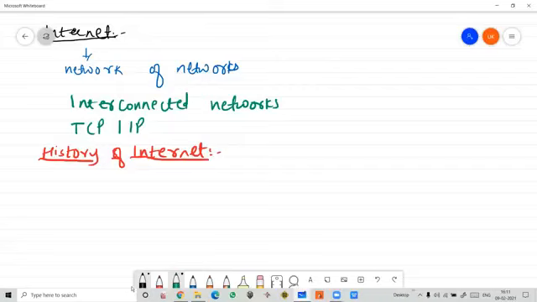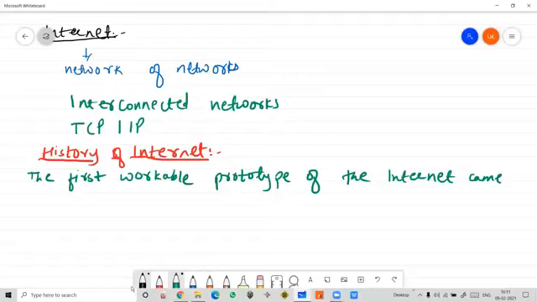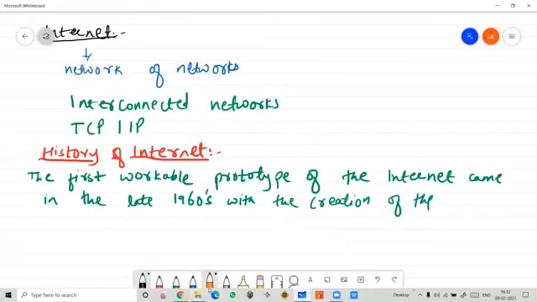Okay, students. So here the first workable prototype of the internet came in the late 1960s with the creation of ARPANET. Very important. The first workable prototype. As I've said, students, the prototype is very much necessary for the connection, like for the internet TCP/IP is there. So the very first workable prototype of the internet came in the late 1960s with the creation of the ARPANET.